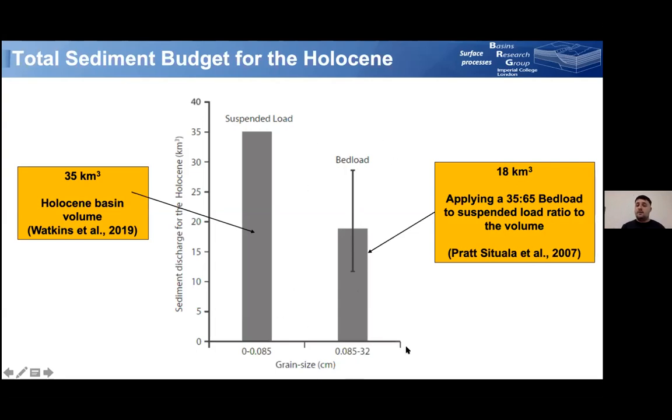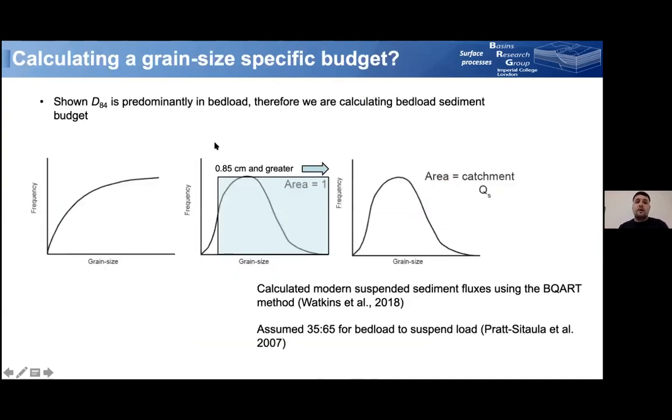However, what is the actual grain size distribution within this bed load sediment budget? So how do we do this? Well, I've shown that D84 is in bed load, so we're going to be calculating the bed load sediment budget. We take each of these cumulative frequency plots for each river, frequency against grain size, and we differentiate them, where the area under this graph is now 1. I then exclude anything less than 0.85, and I only treat the data bigger than that. And I multiply it by a bed load sediment flux, so I repopulate this curve.